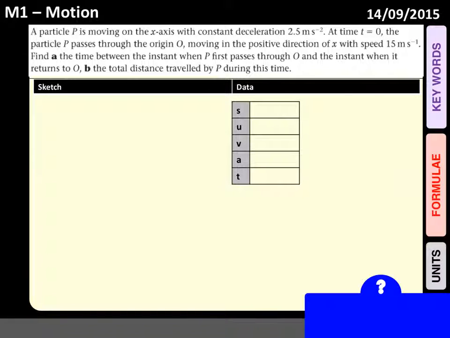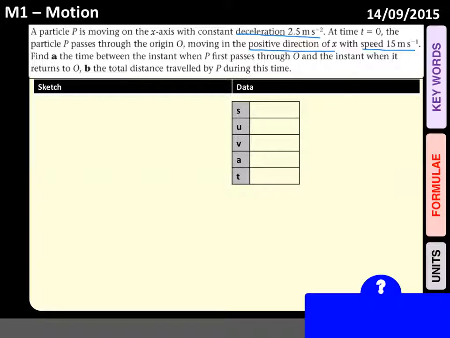Okay, so we've got a CVAT equation again. We've got a particle, so we know that we can ignore air resistance and we can ignore any rotational motion. We've got constant deceleration of 2.5 meters per second squared, and we know that there's movement in the positive direction of x, and we've got a speed of 15 meters per second once it's past that origin O.